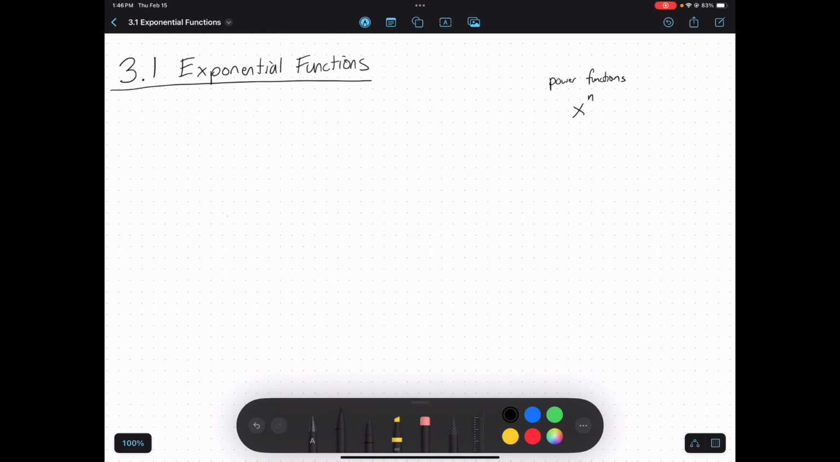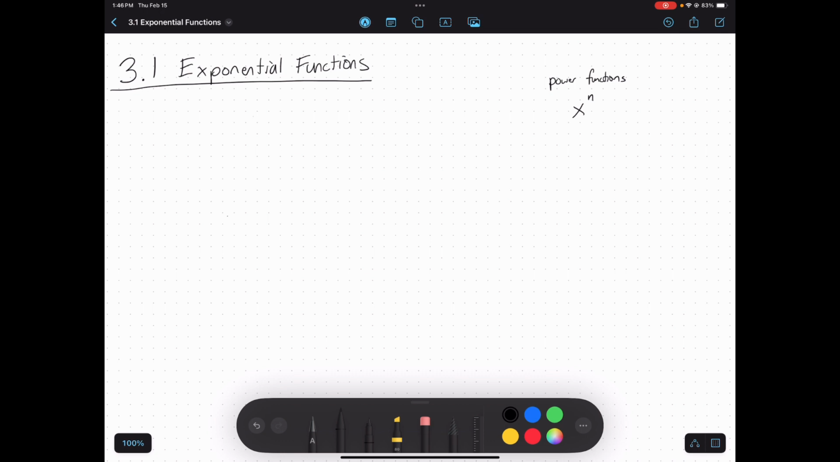Polynomials? Polynomials are just sums and differences of power functions with coefficients in front. Linear functions? Linear functions are just polynomials. Root functions. Remember, roots we can rewrite with fraction exponents, and so they become power functions as well.